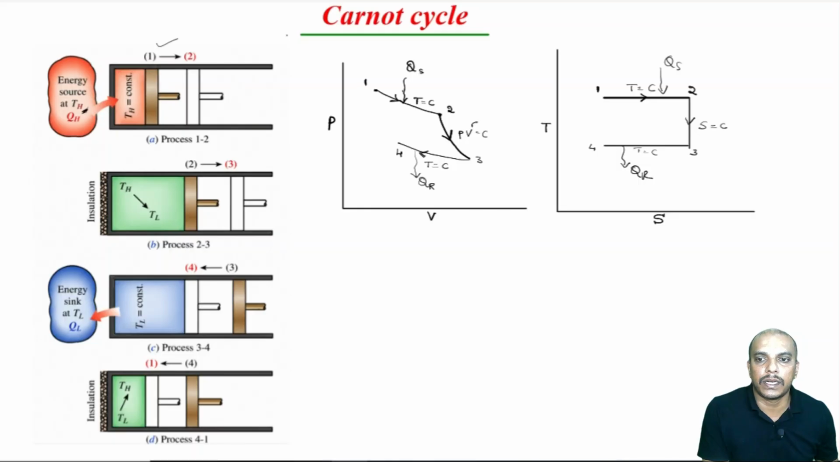Then what we do is that we take out this sink and bring it back to state 1 according to the reversible adiabatic process, PV to the power gamma is equal to constant, or entropy is constant.